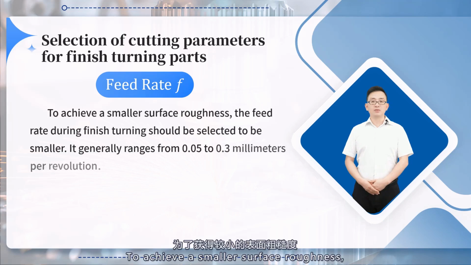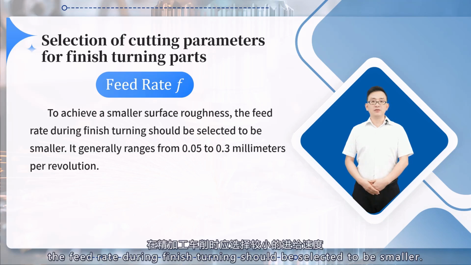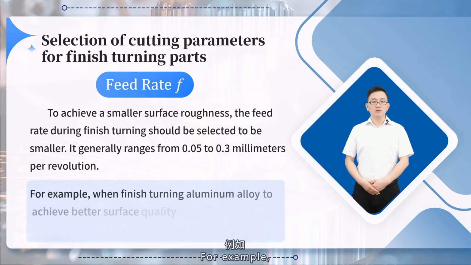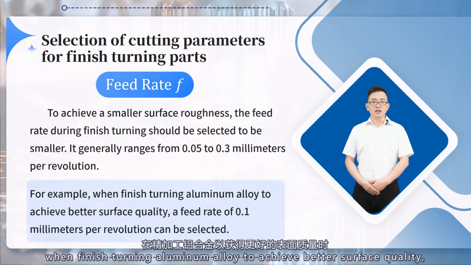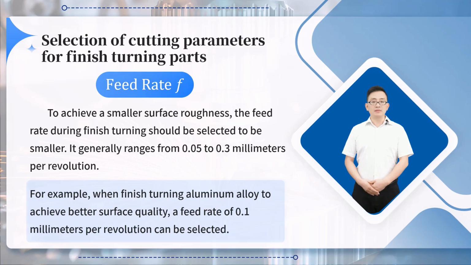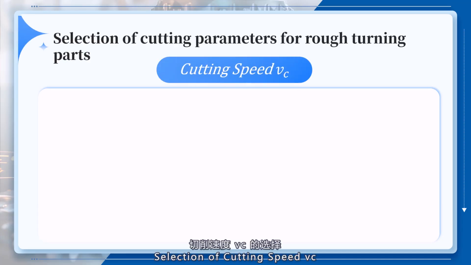To achieve a smaller surface roughness, the feed rate during finish turning should be selected to be smaller. It generally ranges from 0.05 to 0.3 mm per revolution. For example, when finish turning aluminum alloy to achieve better surface quality, a feed rate of 0.1 mm per revolution can be selected. Selection of cutting speed vc.